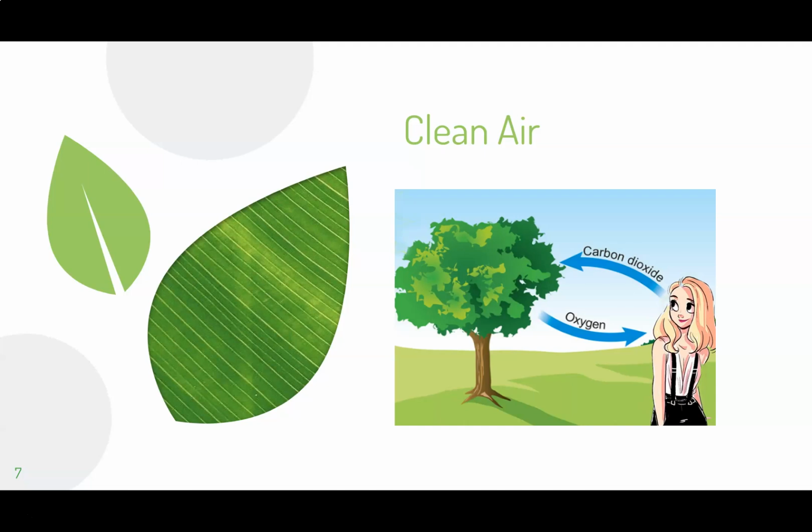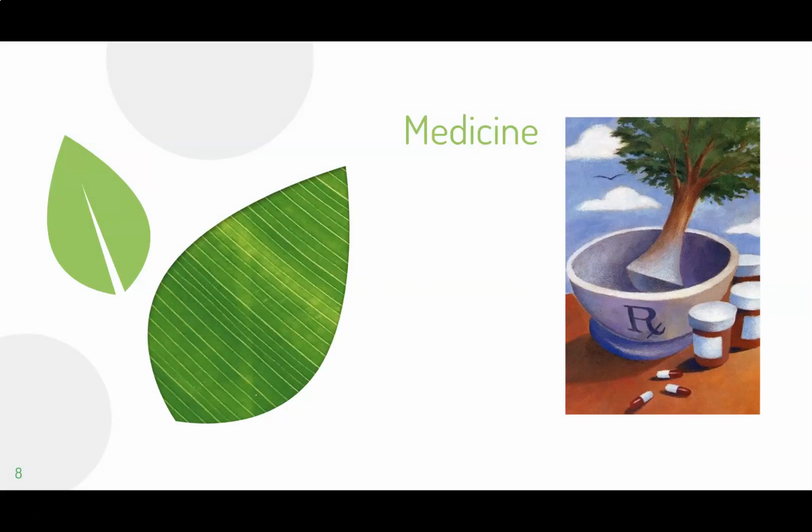Trees, of course, produce clean air. So we require oxygen to breathe, and trees produce oxygen for us by converting the carbon dioxide and water in the air to both oxygen and sugar for the tree to live. Medicine can be made from trees. Many of the prescriptions you have, some of the raw ingredients come from trees, and also natural remedies are often based on products that you find in trees, whether it's part of the bark or oils from the trees.